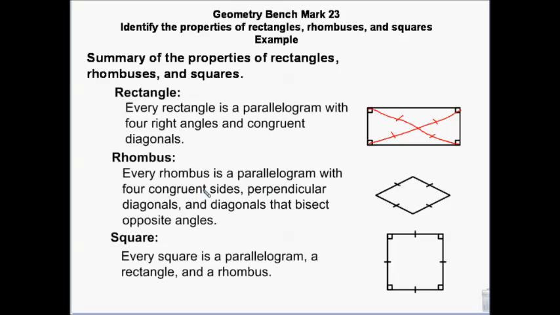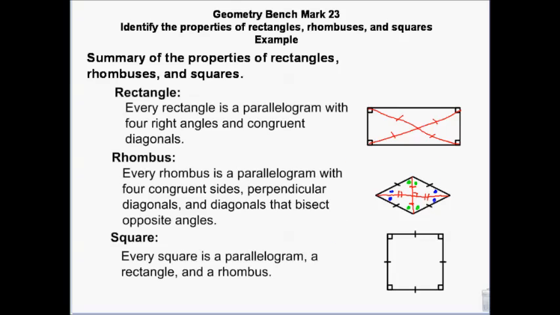Every rhombus is a parallelogram with four congruent sides and perpendicular diagonals, which bisect the angles, but also we know that in a parallelogram, diagonals bisect each other. So this will be the same as this, and this will be the same as this. So the diagonals are also perpendicular bisectors to each other. So far okay? And then this angle is the same as that, and this one is the same as this. And then this one is the same as this, and this one is the same as this. Okay.